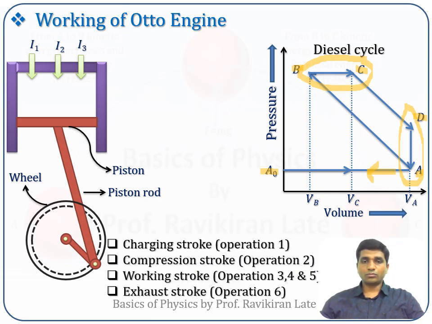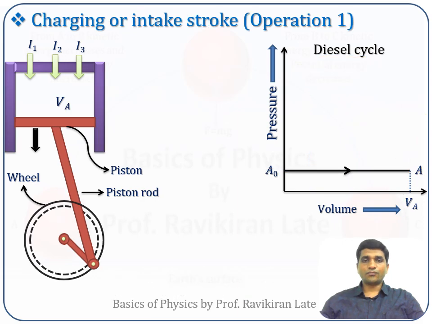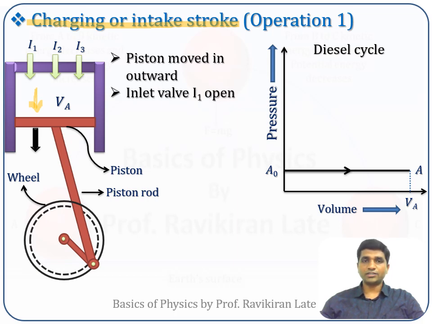So we will now look into the detail of all these 4 strokes, or what these 6 operations are. The first operation is the charging stroke. The name itself suggests that something will be taken inside the cylinder. For this, the piston has to move in the outward direction. So in the first operation, that is the charging stroke, the piston moves in the outward direction and inlet valve I1 opens. This valve I1 opens and air is taken inside the cylinder.